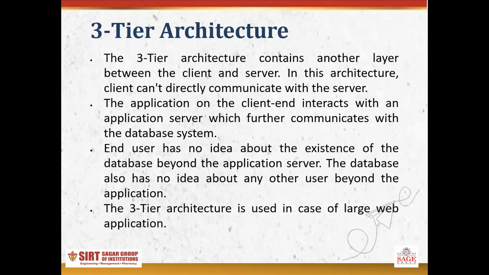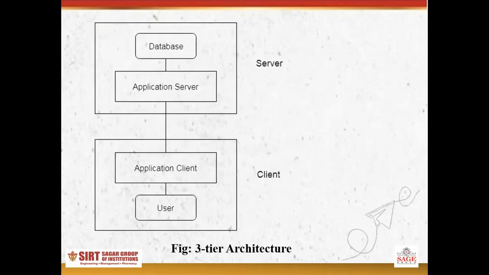The end user has no idea about the existence of the database beyond the application server, and the database also has no idea about anything beyond the application. So here you will see that the database does not know who is in front of it, and the client does not know where our database is stored. So these are the three types of architecture.